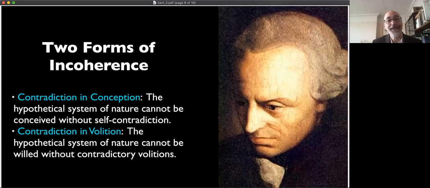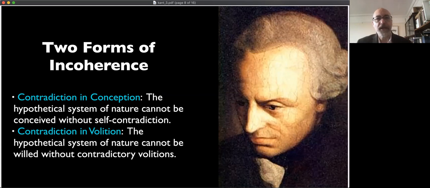Now, it could pass the contradiction in conception test, and if it does, we have to apply the second test, the contradiction in volition, right? Can we coherently will this hypothetical system of nature without having any contradiction within our own volition? Now, it's unclear what exactly the contradiction in volition test is, but we'll get a better sense of it when we consider the examples. And now what I would like to do is talk about Kant's four examples, okay?